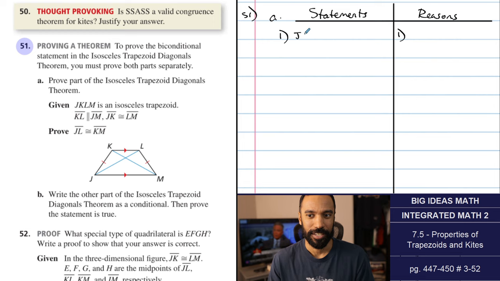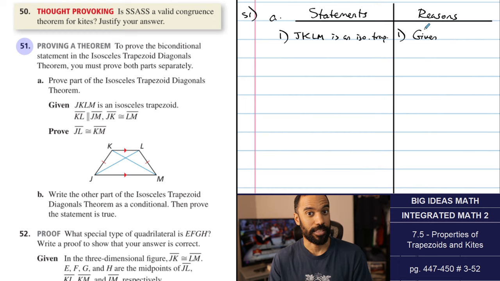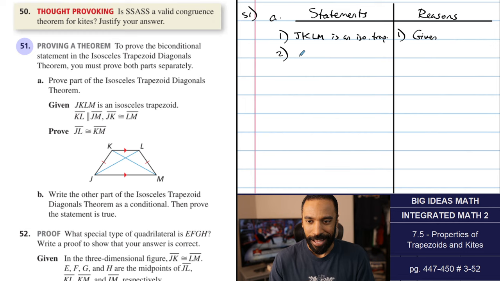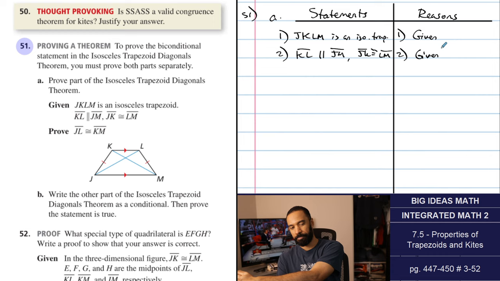JKLM is an isosceles trapezoid. Who knows? I could assign this to my students. Not this year. KL is parallel to JM. And JK is congruent to LM. See, it's one of those things also. I mean, this is a part that I could have stated for myself based on the diagram. But they're giving you more information, I guess.